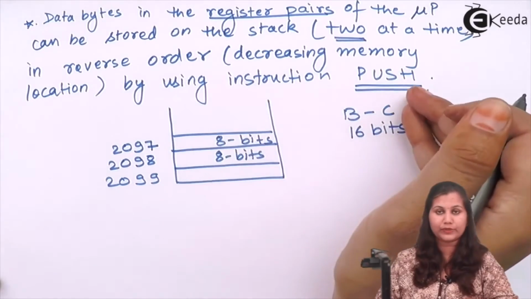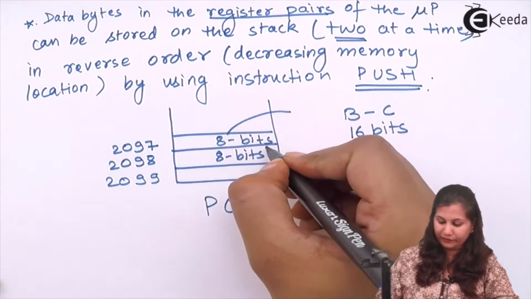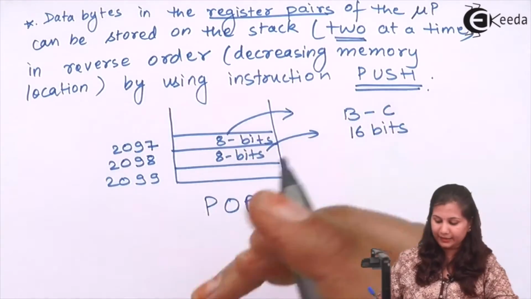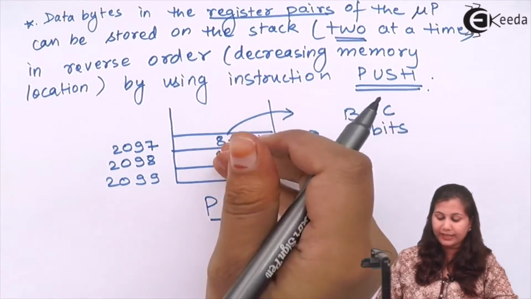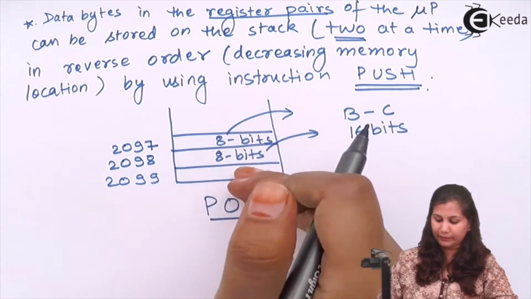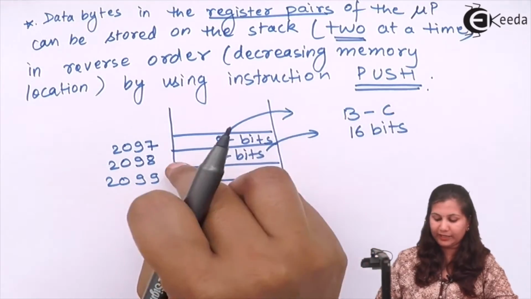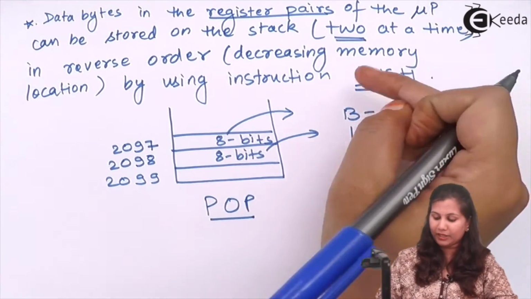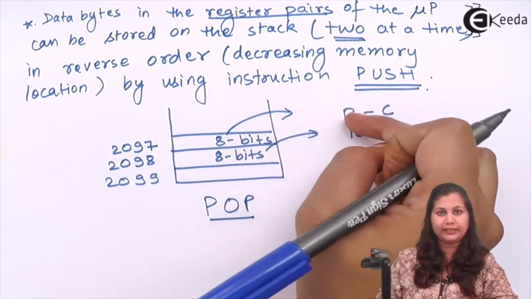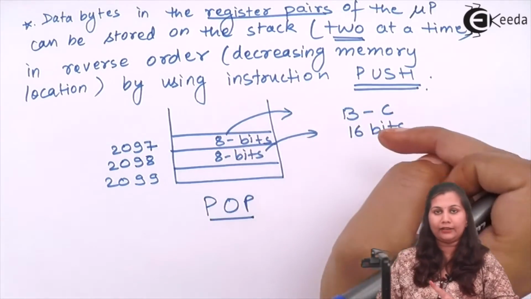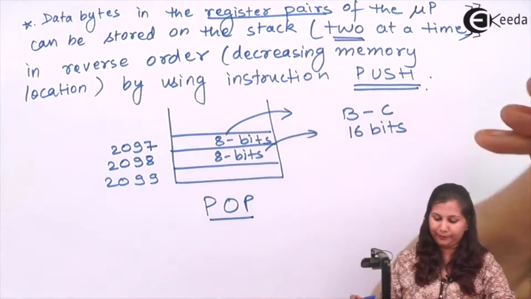For storage we use PUSH, and for retrieving data from the stack we use the instruction POP. When we use POP, we increment the memory location: first we have 2097, then we get 2098. When we store, we decrement the memory location, 2098, then 2097, always two at a time when we have a register pair.